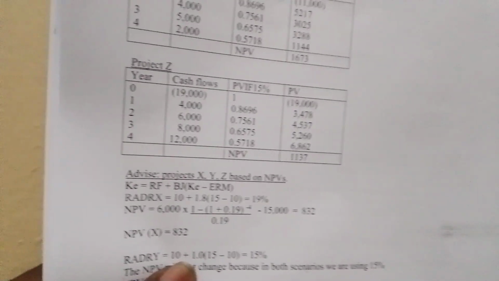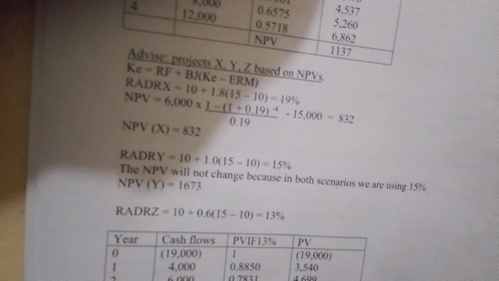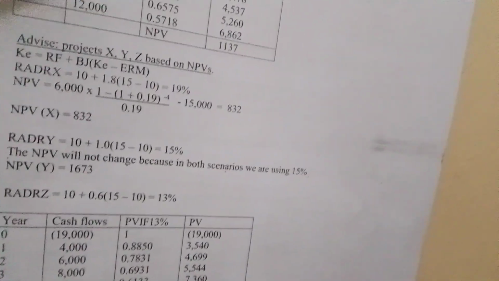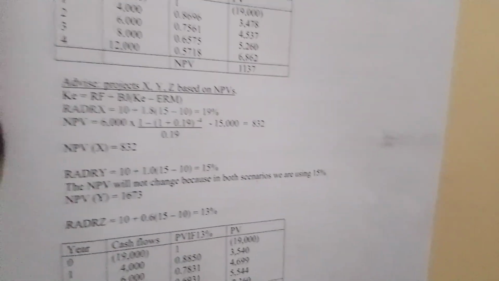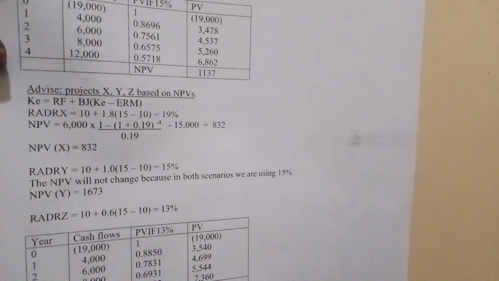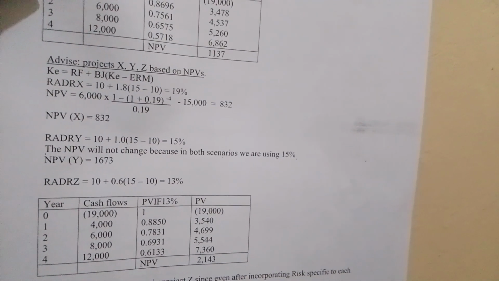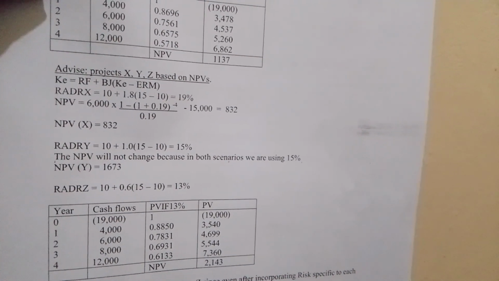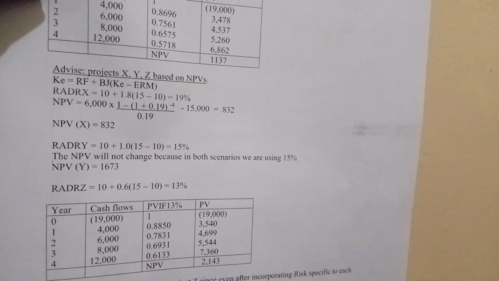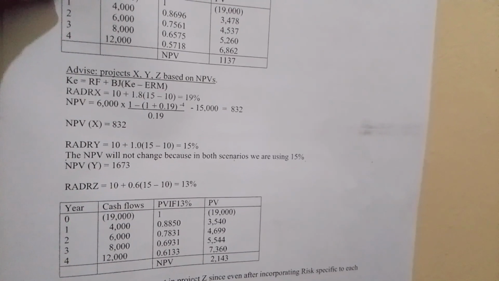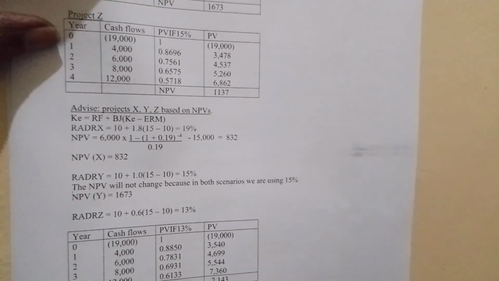I want to adjust it now. How do you adjust for risk in that particular situation? Now let's start by looking at the cost of equity. We want to calculate the risk adjusted discount rate for project X.